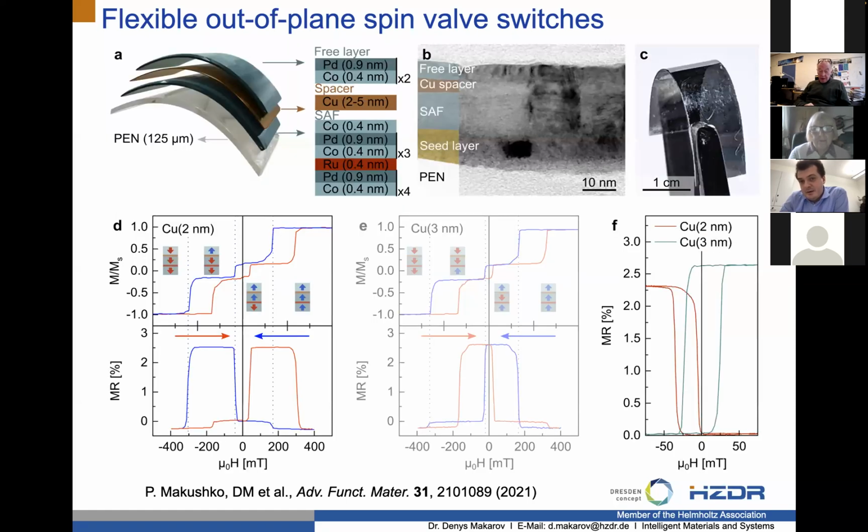The same trick you can apply if you simply reduce, this example I like even more, the thickness of the copper layer. You enhance coupling, and then because of Néel roughness, you will also have the shift of the hysteresis loop, this red curve here in panel F. As you can see, it's simply shifted from zero field. That means the interpretation of this curve is that this spin valve will respond only to a magnetic field of specific polarity, right? So that's what it will do.